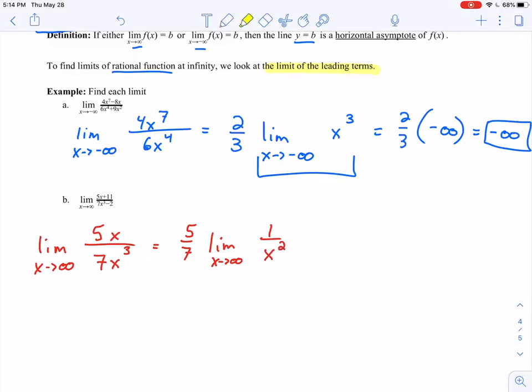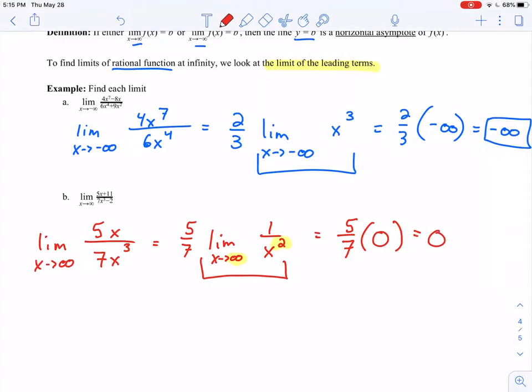So remember that if x is approaching positive or negative infinity, and you're left with a positive power of x in your denominator, that means that this whole piece right here is going to go to 0. So if x approaches positive or negative infinity and you have any positive power of x in your denominator, that expression, that limit, will approach 0. And then, of course, the 5/7 just times 0. Here, in this case, 5/7 times 0, just 0 here. So that would be my limit in this problem.